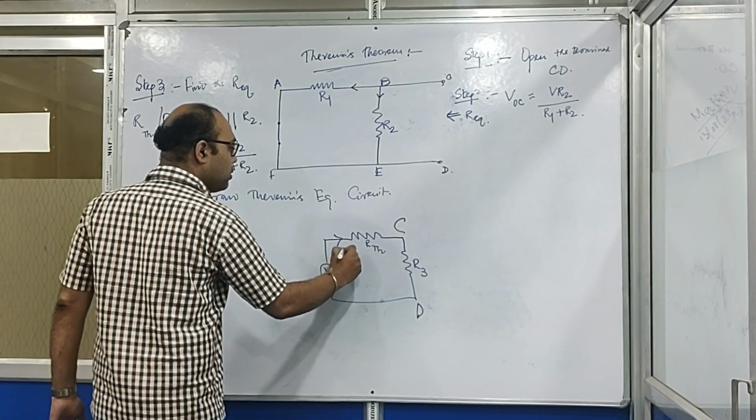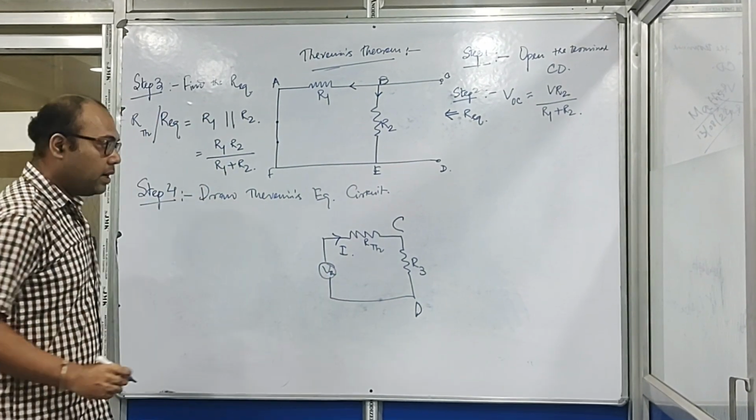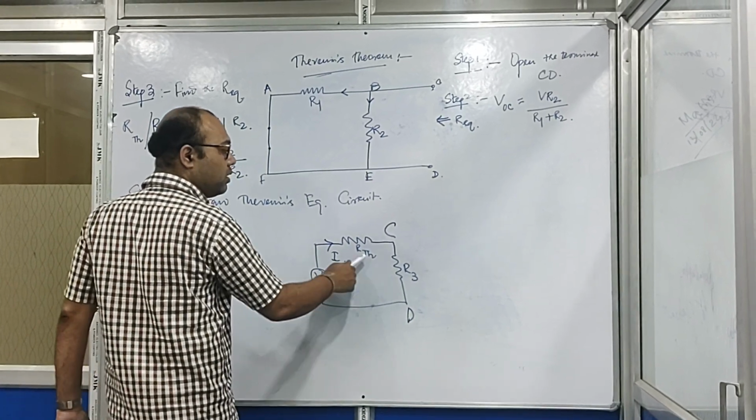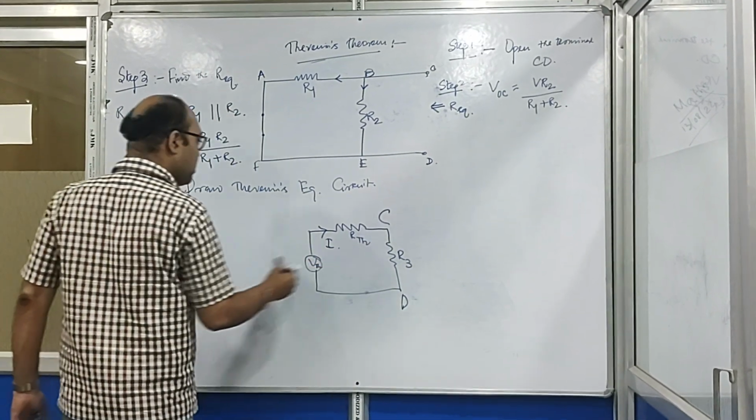Now we will find out the current flowing through this circuit. It is a series circuit where two resistances are in series. One is RTH and one is the load resistance R3.